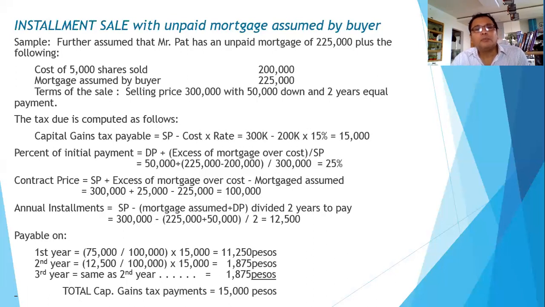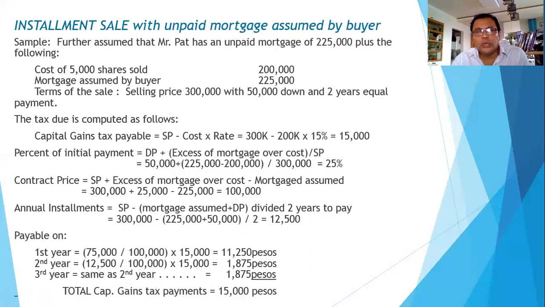No. Because if it is more than 25%, then the capital gains tax payable should be paid at once. It cannot be made by installment. So we get 25% from this formula. So since it's 25% exactly, then it can be paid by installment. This 15,000 pesos. So how do we compute now?